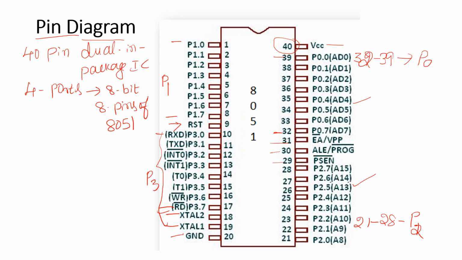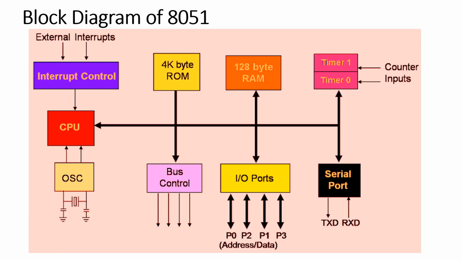Now let us consider the block diagram of 8051. It comprises interrupt control. It has external interrupts as well as internal interrupts. The 8051 comprises majorly the CPU, which is supplied with the internal crystal oscillator, which generates the oscillations and supplies the clock frequency.